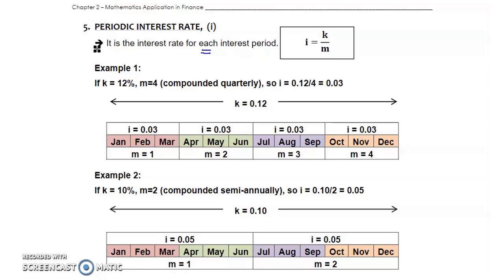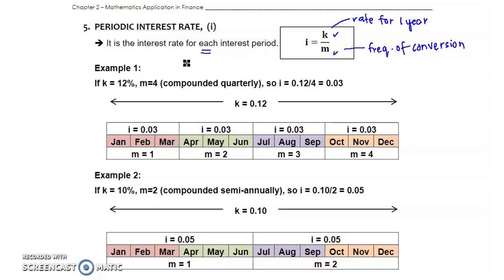So for example, compounded quarterly. Compounded quarterly means that M equals 4. So every quarter, how many percent? Okay, so how to calculate periodic interest rate? I is given by K divided by M. K just now is the rate for 1 year, and M is the frequency of conversion. So rate for 1 year divided by how many times we calculate interest in 1 year.